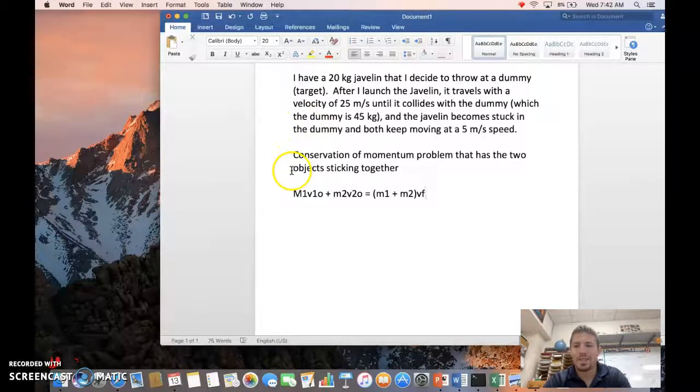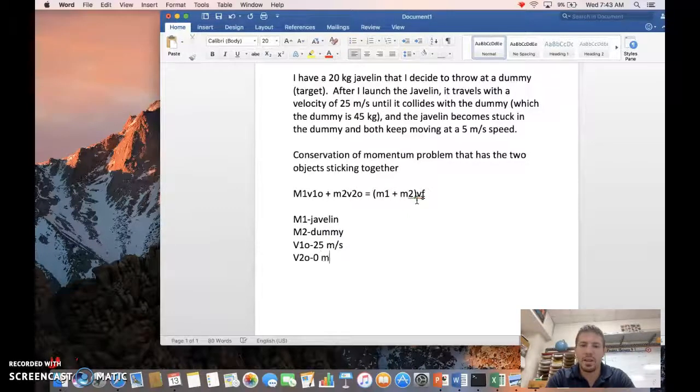As I work through this, I would put subscripts in this stuff, but what I want to recognize is what's M1, what's M2, what's V10, what's V20, and what's VF. M1, I'm going to say, is the javelin. M2, I'm going to say, is the dummy. V10, the initial velocity of the javelin, looks like 25 meters per second. V20, I put it wrong over there, is the dummy. It's at rest because it's a dummy, so that's 0 meters per second. And then my final velocity is 5 meters per second.